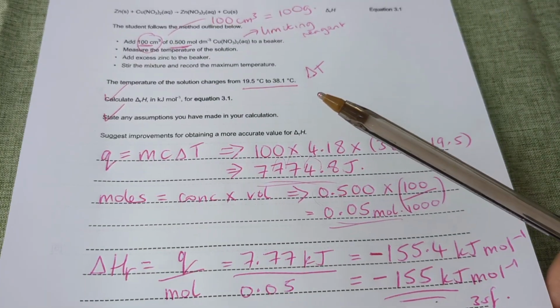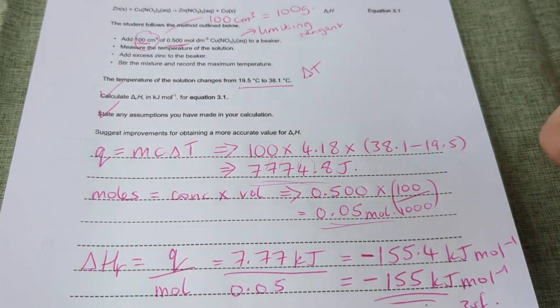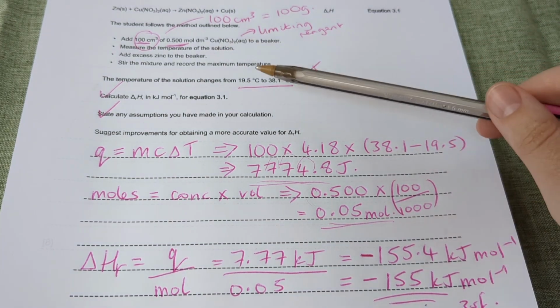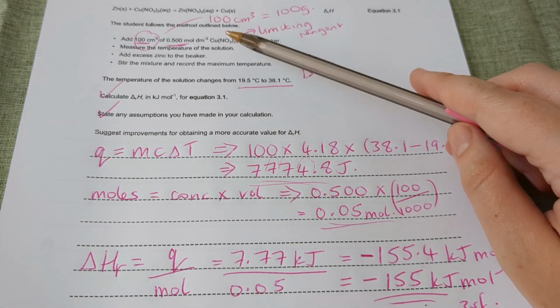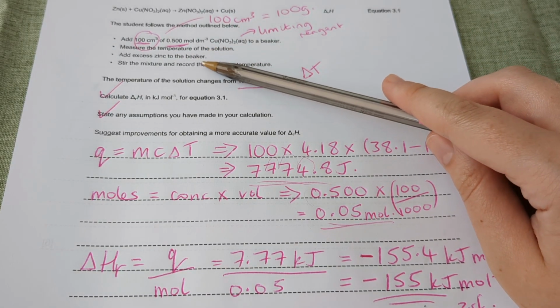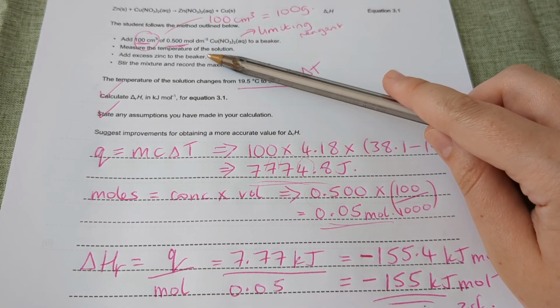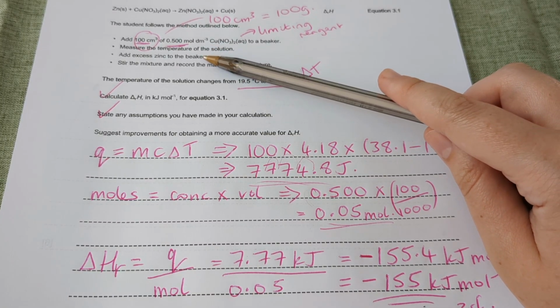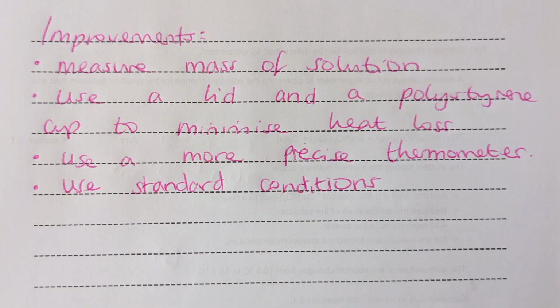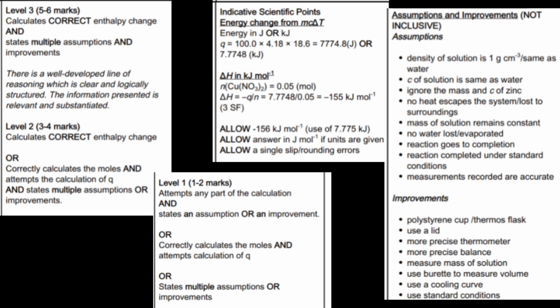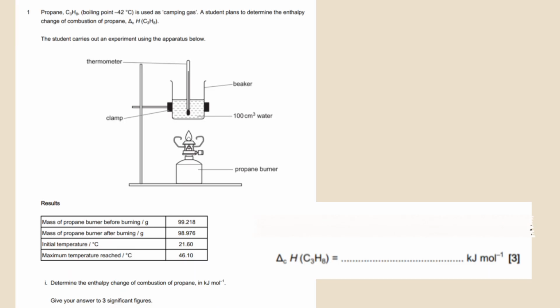If we look at the method, we can find some clues there. It says measure the temperature. We could use a more precise thermometer that records to more than one decimal place. It also doesn't say anything about the beaker having a lid or having any insulation, so we could say add a lid and insulate the beaker with something like polystyrene or just an insulating material to minimise heat loss. If you'd like to have a go at this next question by yourself first, pause the video here.